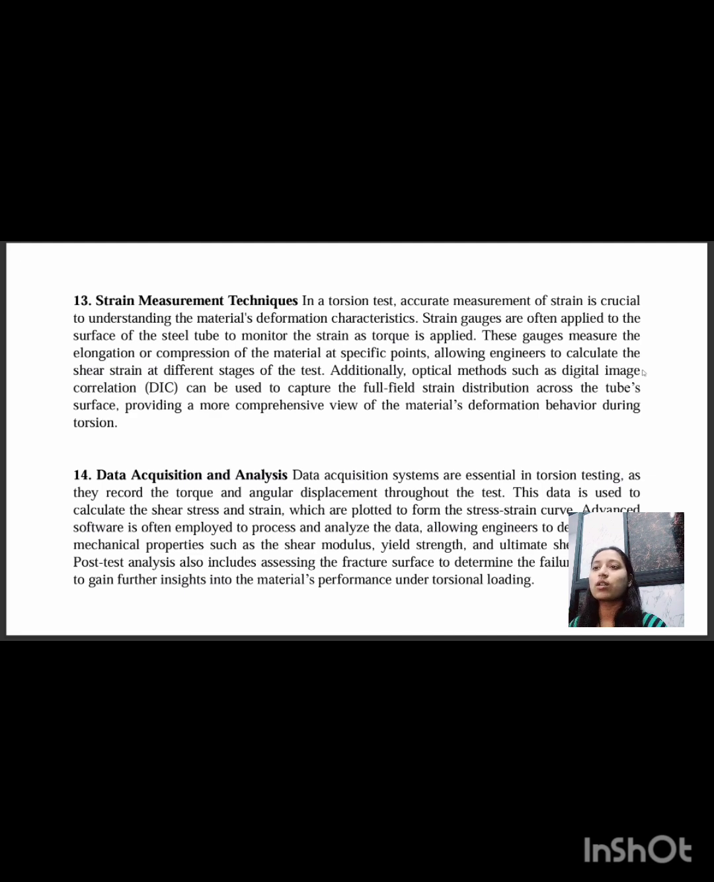Post-test analysis also includes assessing the fracture surface to determine the failure mode and to gain further insight into the material's performance under torsional loading.